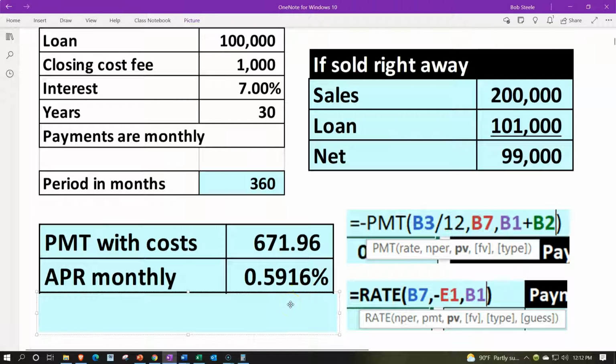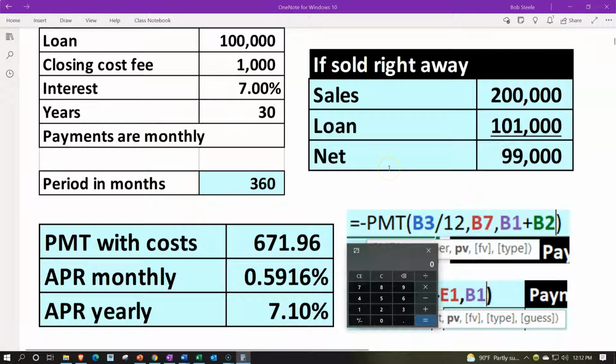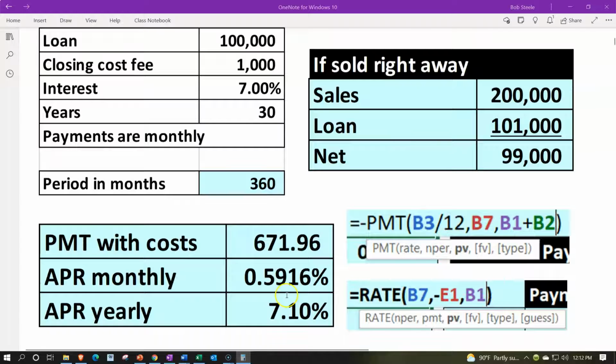So we do this just to get that one number, and then we take that and multiply it times 12. So we took this calculation. This would be the monthly APR, 0.005916, times 12, and we get about 7.10% if we round it out. And that would be the APR. The APR is always higher than the interest rate, because it includes costs, the cost of the loan.